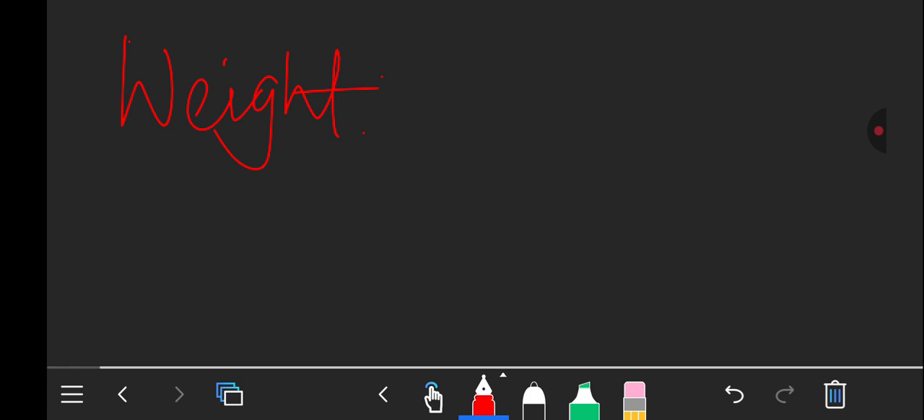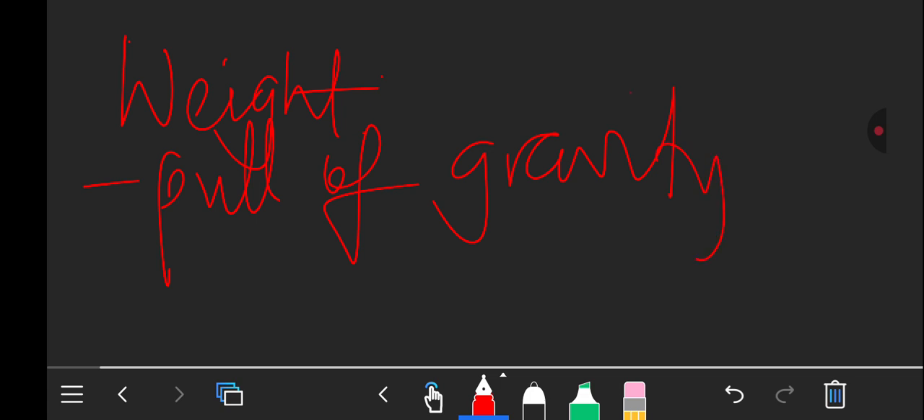That is gravity, which pulls everything towards the center of earth. The force that pulls everything towards the center of earth, that is the force of gravity. So when you're talking about weight, we're simply talking about the pull of gravity on an object. So what is weight? Weight is simply the pull of gravity on an object.